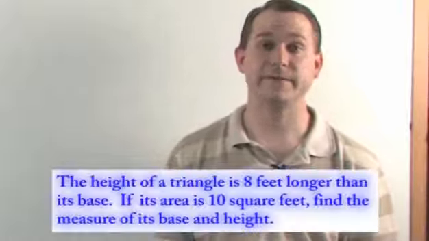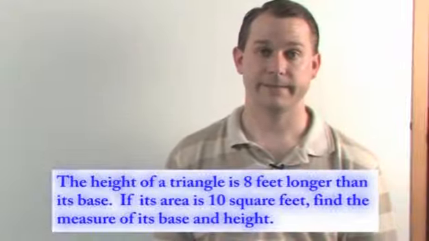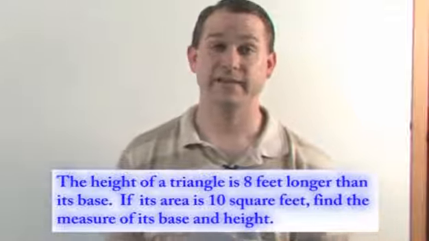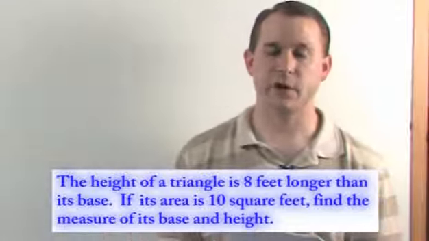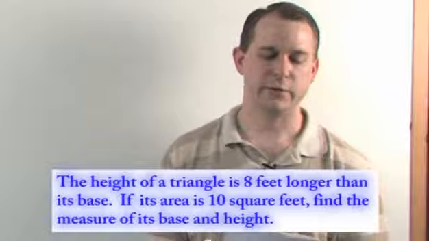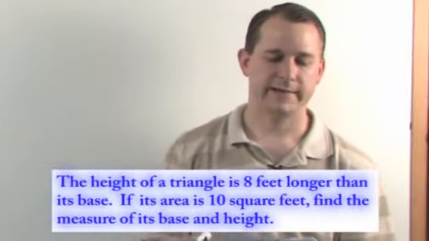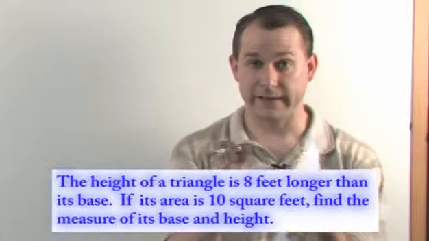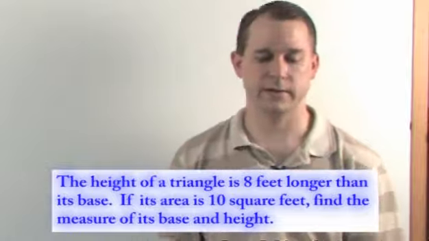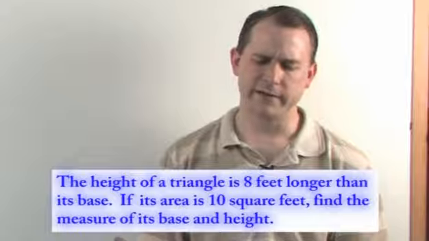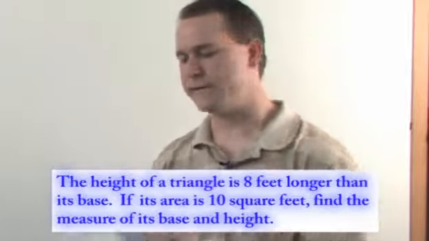The next problem says the height of a triangle is 8 feet longer than its base. If its area is 10 square feet, find the measure of its base and its height. So we know we have a triangle. We know the height of it, tall, is 8 feet longer than its base. So it's kind of got a narrow base and a tall height there. And we know the area is 10 square feet. So now we're trying to find the base and the height.